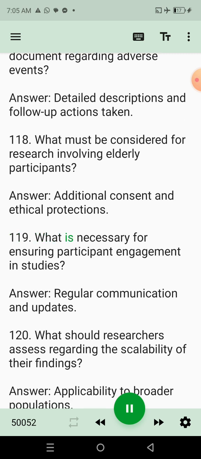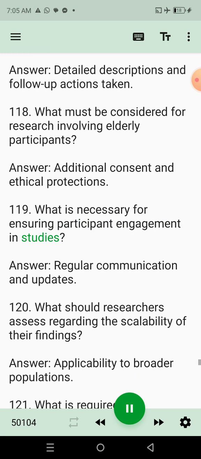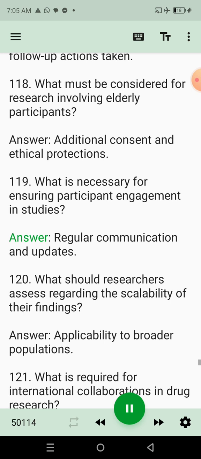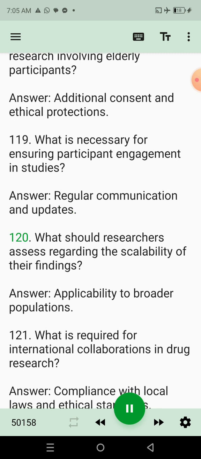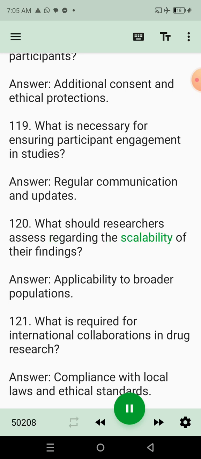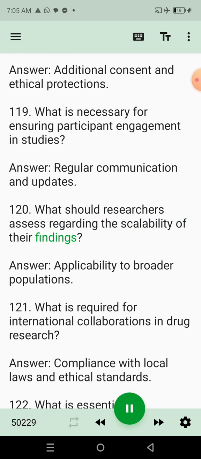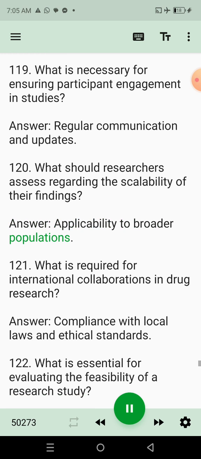119. What is necessary for ensuring participant engagement in studies? Answer. Regular communication and updates. 120. What should researchers assess regarding the scalability of their findings? Answer. Applicability to broader populations.